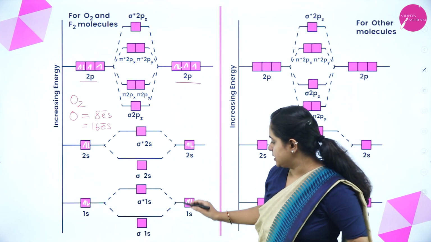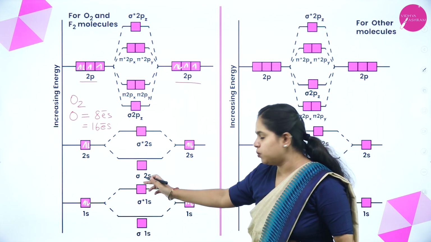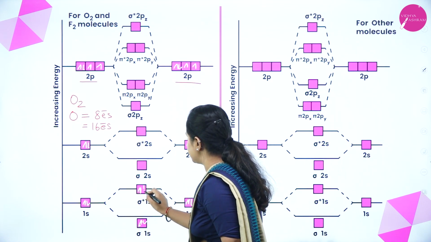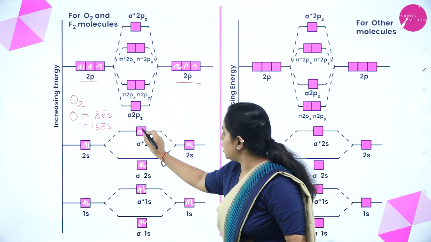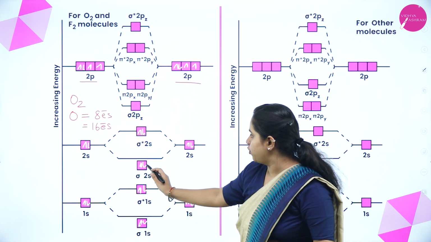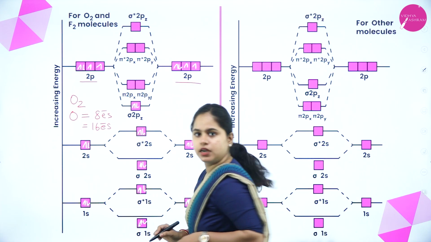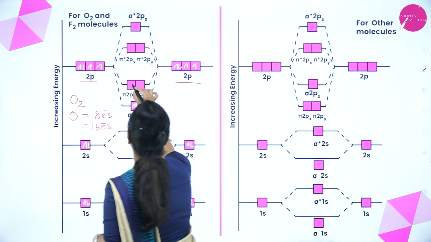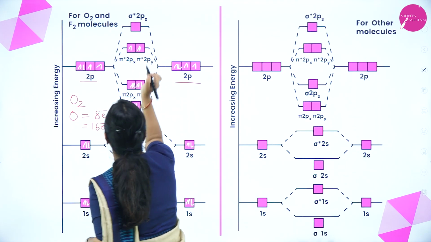Now these two atomic orbitals combine and form molecular orbitals. First it fills sigma 1s, then sigma star 1s, then sigma 2s, sigma star 2s. A total of 16 electrons is to be filled. So 1, 2, 3, 4, 5, 6, 7, 8. Then it fills sigma 2pz, so 9, 10. Then it fills the pi orbitals, 11, 12, 13, 14, and it fills singly.